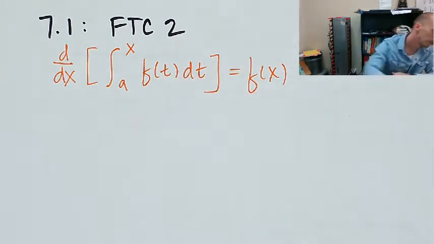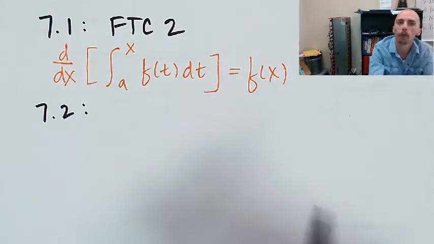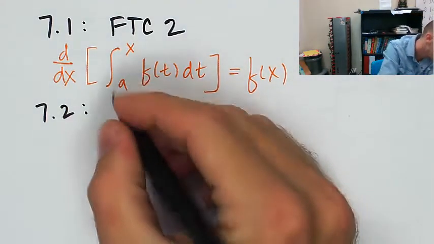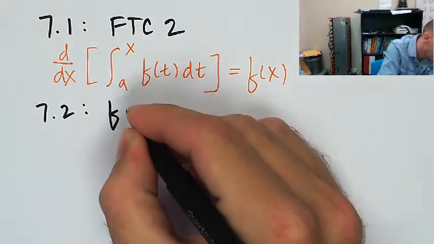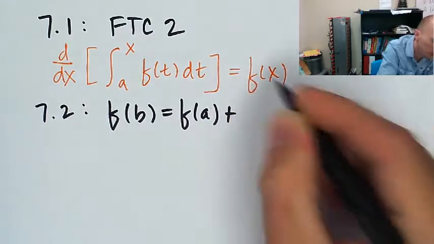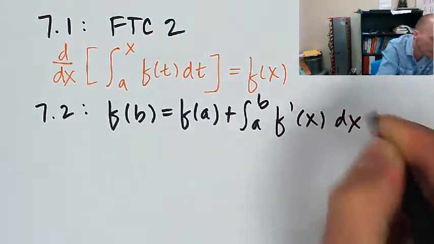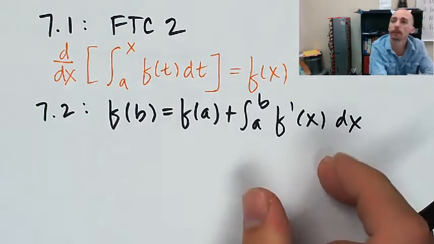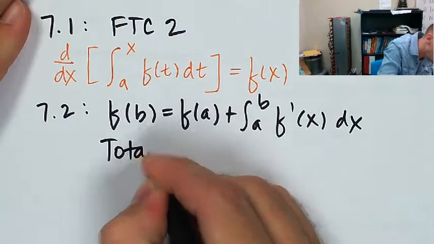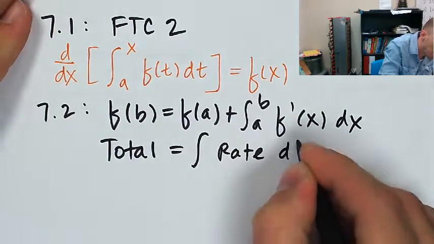And in 7.2, we looked at rate in problems, like looking at totals as an accumulation of rate. And so I think the big thing was f of b equals f of a plus the integral from a to b of f prime of x dx. This is really just a restatement of the first fundamental theorem. Okay, we also learned that we can get a total by integrating a rate over time.